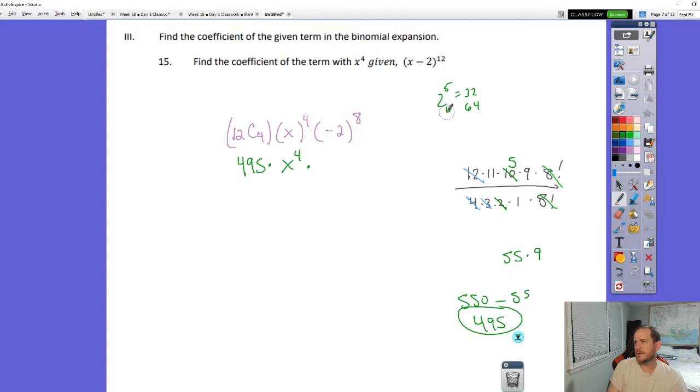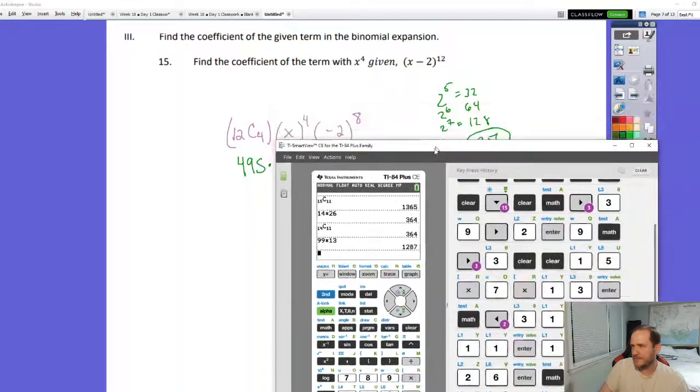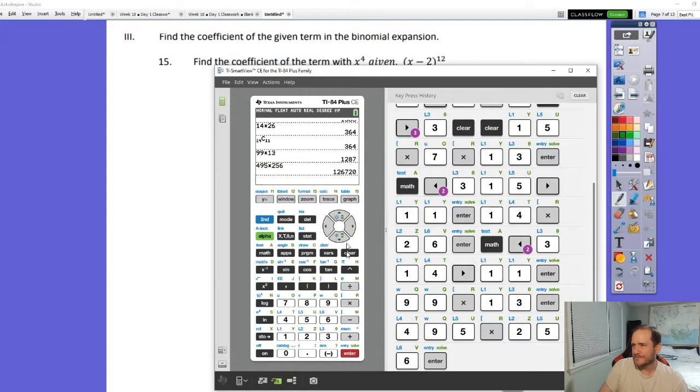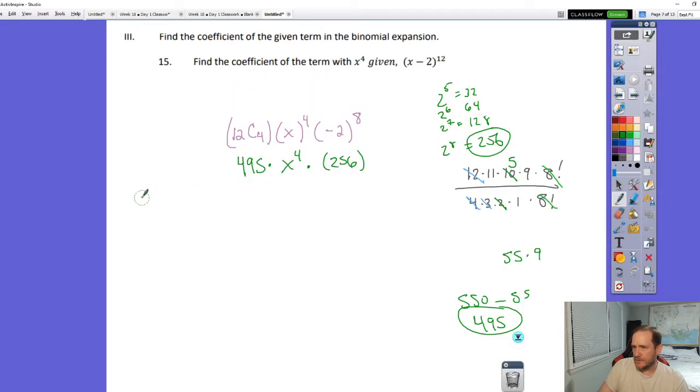64, 128. So 2 to the 8th must be 256 then. Now notice this is a negative to an even power. So this will come back as a positive 256. If this power was odd, you better bring that negative along for the ride. Okay? All right, I'm finally reaching for my calculator because I don't know what 495 times 256 is. 126,720.